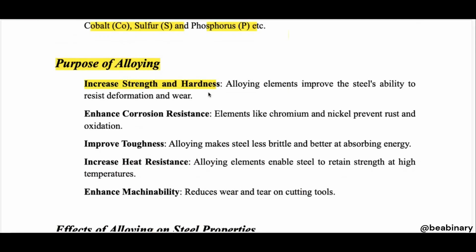Sometimes we are concerned about the physical as well, and if we talk about the chemical, then it is going to happen automatically because we are incorporating some other element into the material, right? So increase in the strength and hardness. So alloying elements improve the steel's ability to resist deformation and wear.